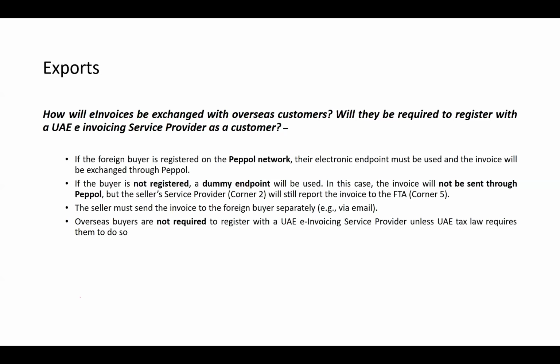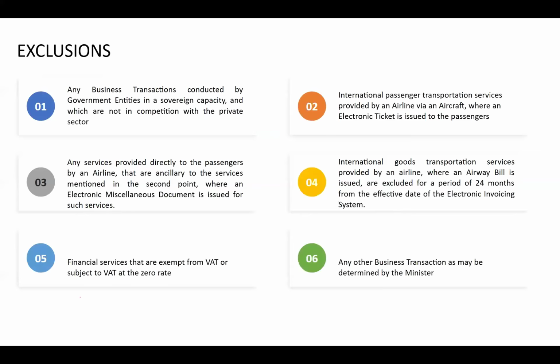Okay, we can see here that 70% of the people have answered correctly. It's the Federal Tax Authority. Now we are moving forward to the next part, the exclusions. What are the exclusions to whom the e-invoice regulations are not applicable? First is the government entity, when they are working in a sovereign capacity and not competing with the private sector.